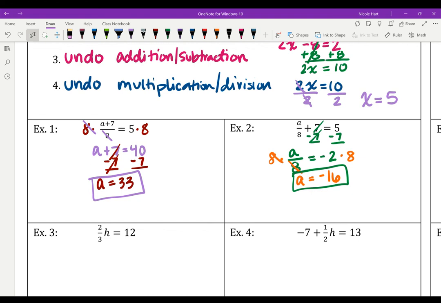So make sure our goal is to move everything away from the variables, to get the numbers away from the A or the X, whatever letter we're using. And so we start with the easiest thing to remove first. On example 1, moving the 8 was easier. On example 2, moving the 7 first was easier.